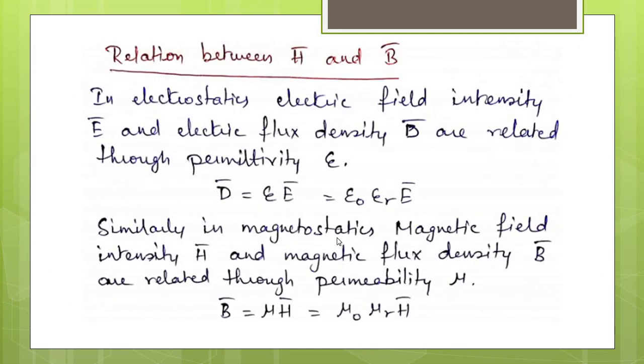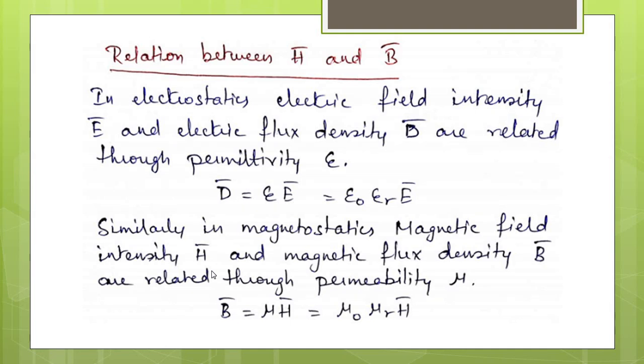So here we have a relationship between the magnetic field intensity and the magnetic flux density. In electrostatics, there is a relationship between the electric field intensity E and the electric flux density D. They are related through a permittivity epsilon. So D is equal to epsilon into E, where epsilon is the product of epsilon naught and epsilon r. We have a similar equation in magnetostatics.